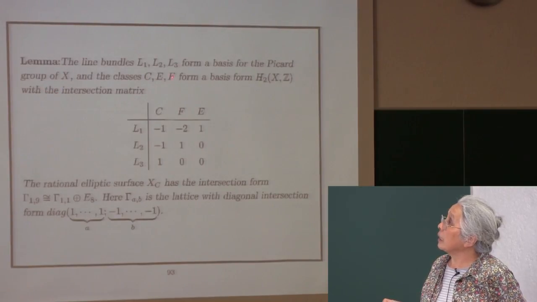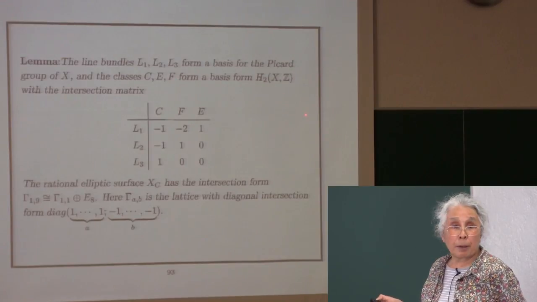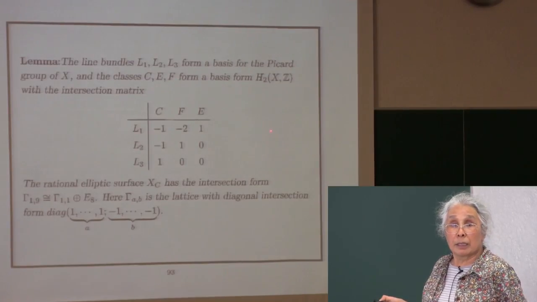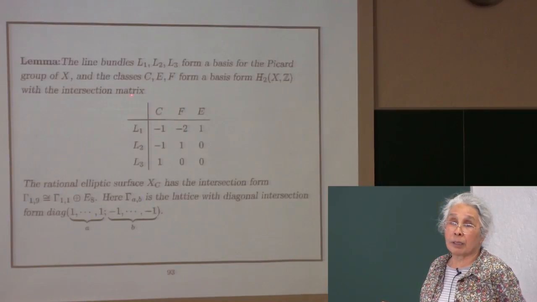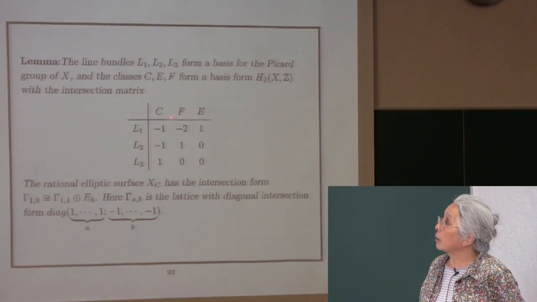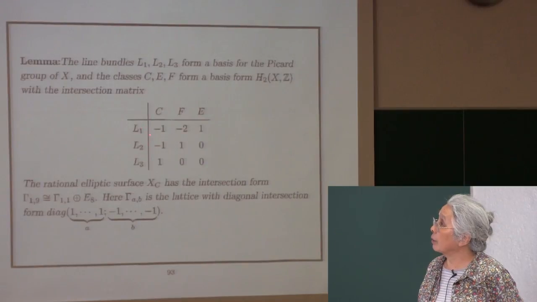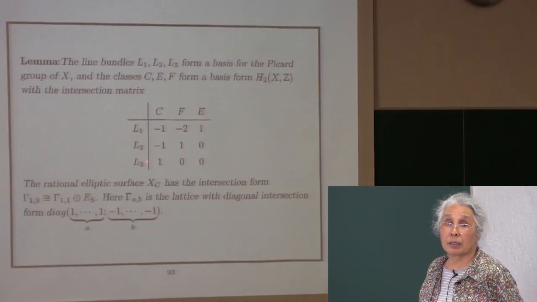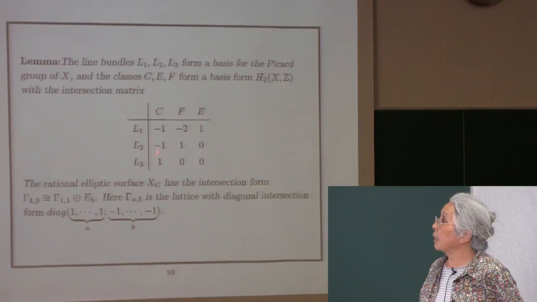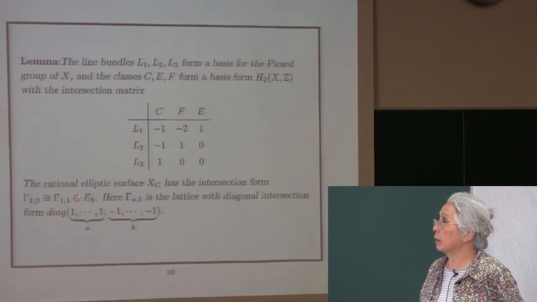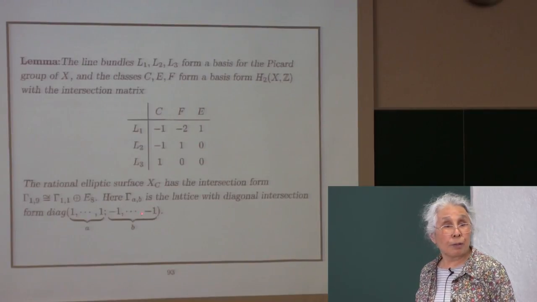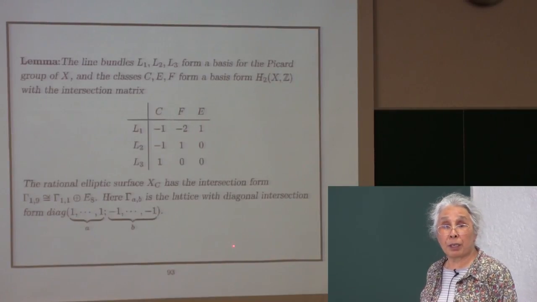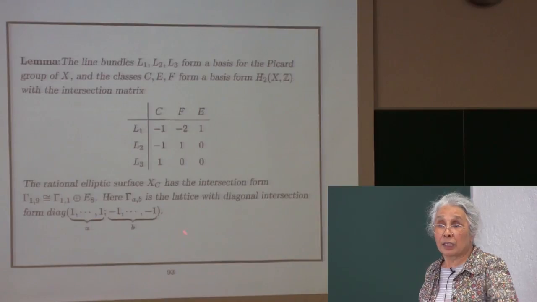And the classes C, E, F form a basis of the second homology. So what's the intersection pairing? Intersection matrix: if you see F, E and L1, L2, that's the intersection matrix. And then the rational elliptic surface has the intersection form of type II_{1,1} together with E8. So we know the geometry of this X and the intersection numbers.